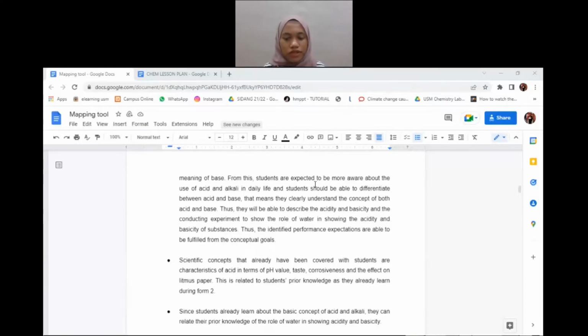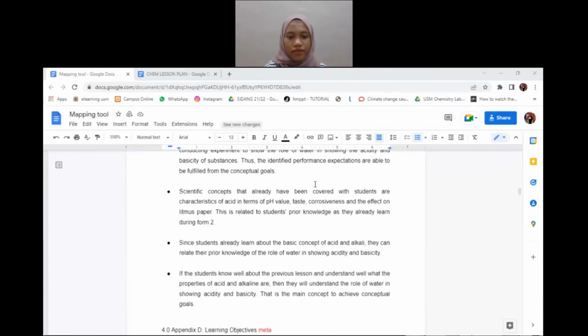So they will be able to describe acidity and basicity, and conduct an experiment to show the role of water in showing the acidity and basicity of a substance. Thus, the identified performance expectations are able to be fulfilled from the conceptual goal.